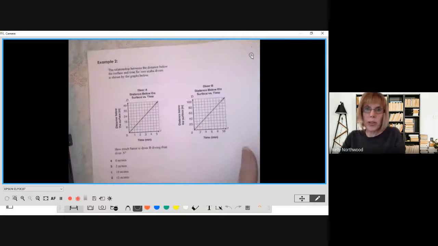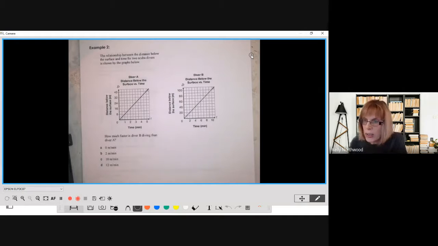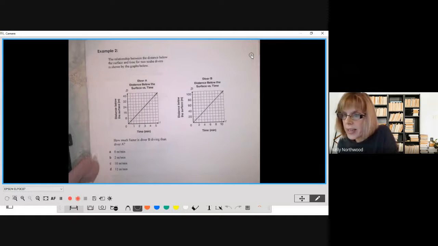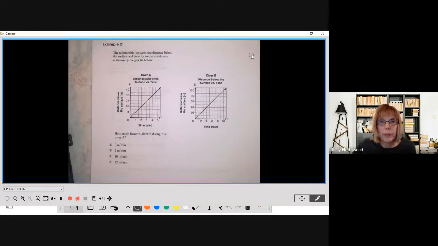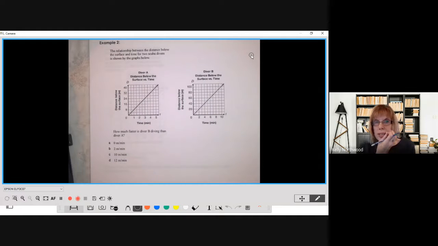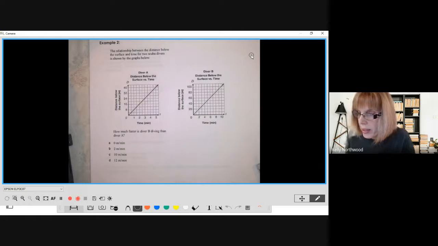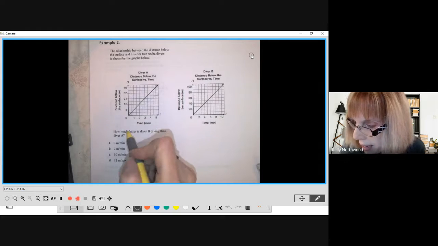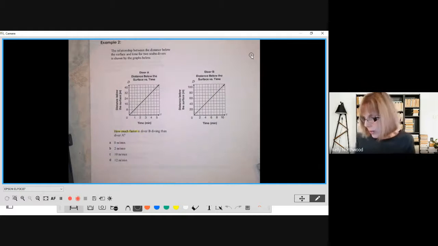This one's a multiple choice question. The relationship between the distance below the surface and time for 2 scuba divers is shown by the graphs below. How much faster is diver B diving than diver A? So in this question, it gives us graphs, which is good. And it asks us how much faster. So it tells us diver B is going to be faster than diver A.